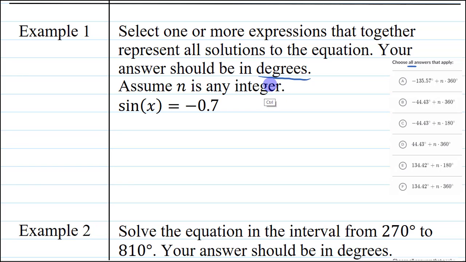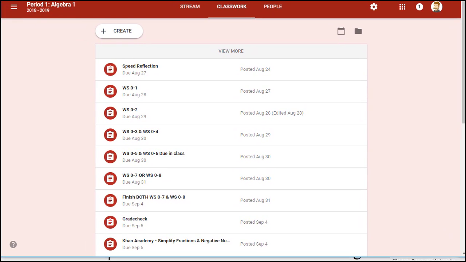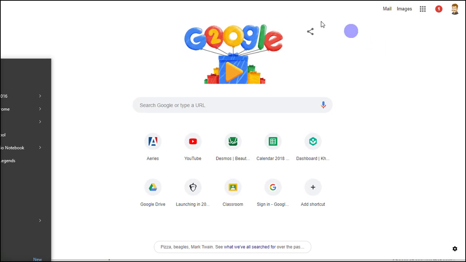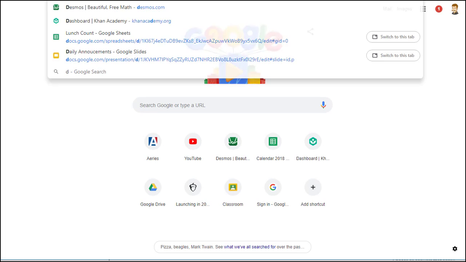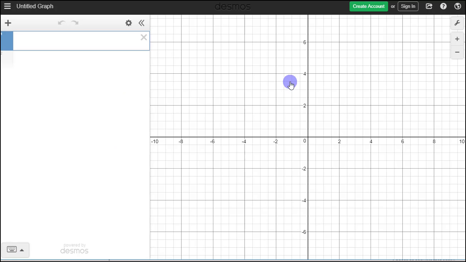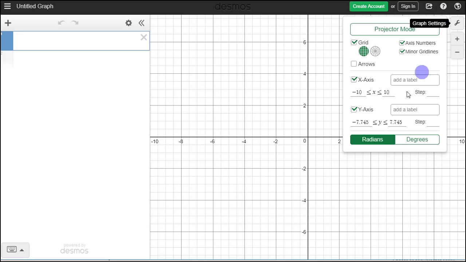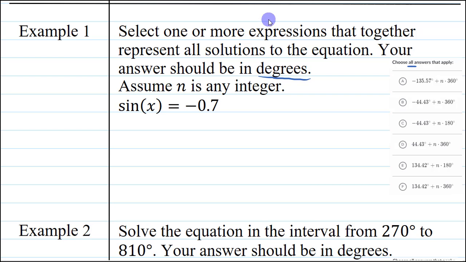All right, so we have our laptops at the ready. We're going to need those. Go ahead and open those up. When you open up your laptops, we're going to go to Desmos. Make sure that you are in degrees, not radians. By default, this is in radians, so click on degrees. And we're going to solve for this one.